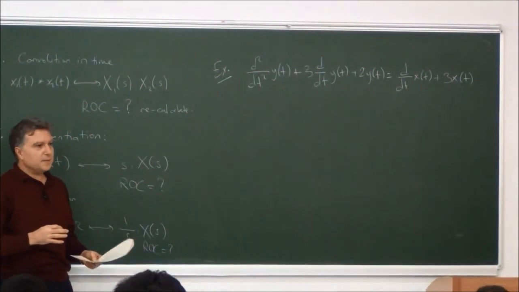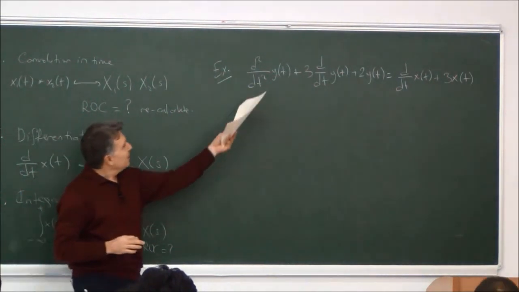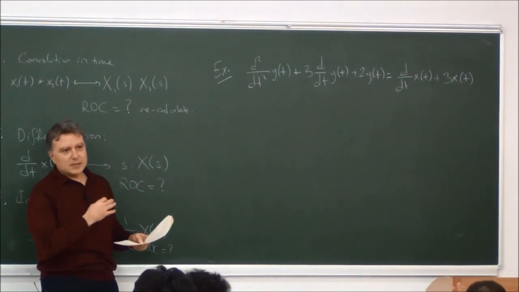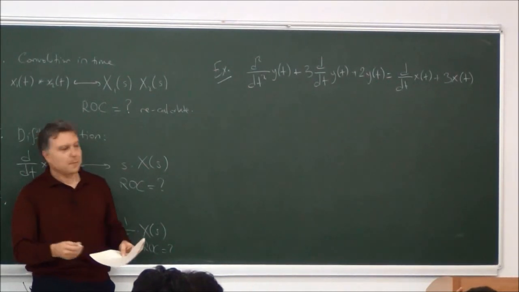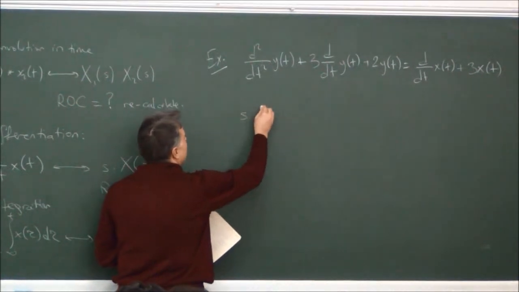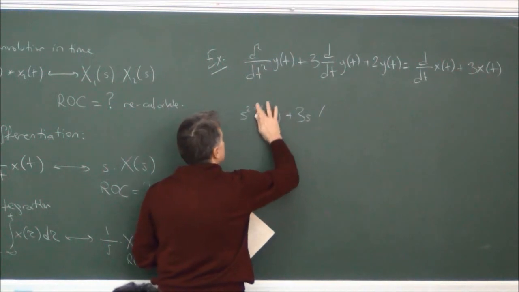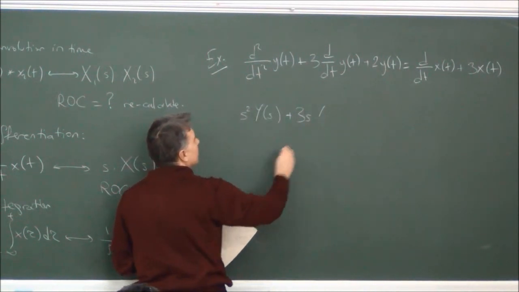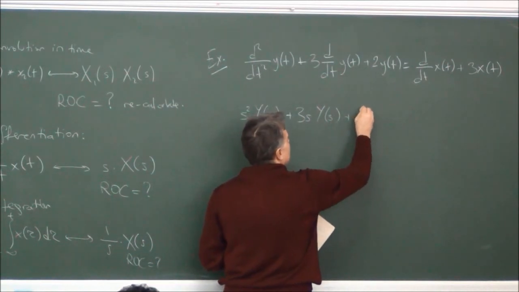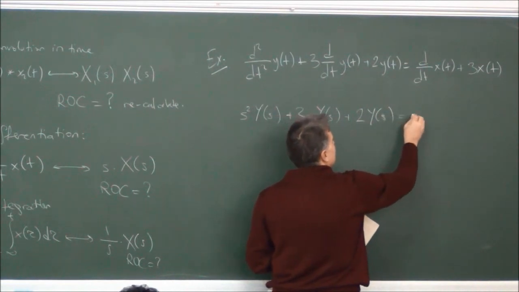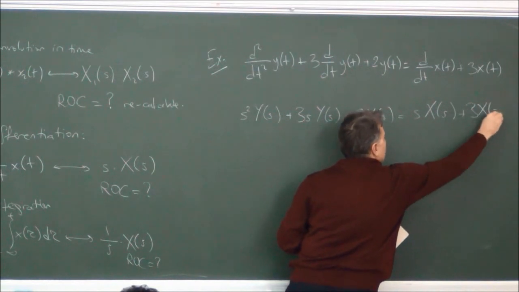The problem is, if it is a differential equation, we already know how to solve it in the Fourier domain, right? Every derivative is replaced by a j omega, and a second derivative will be replaced by j omega times j omega. And this will therefore be replaced by s square y of s plus 3s y of s plus 2y of s is equal to s times x of s plus 3x of s.